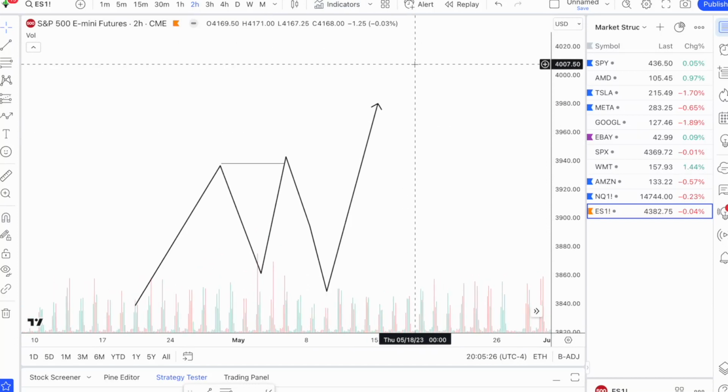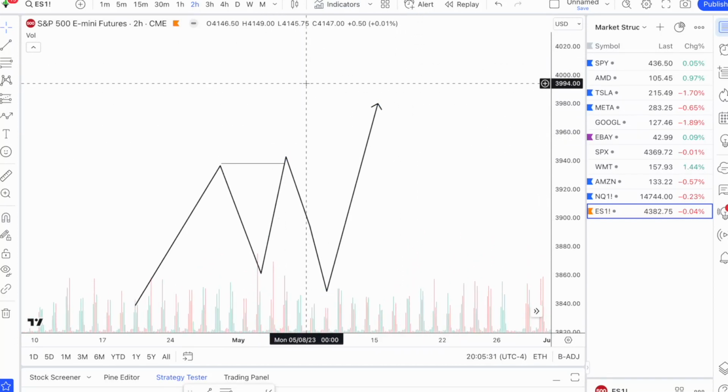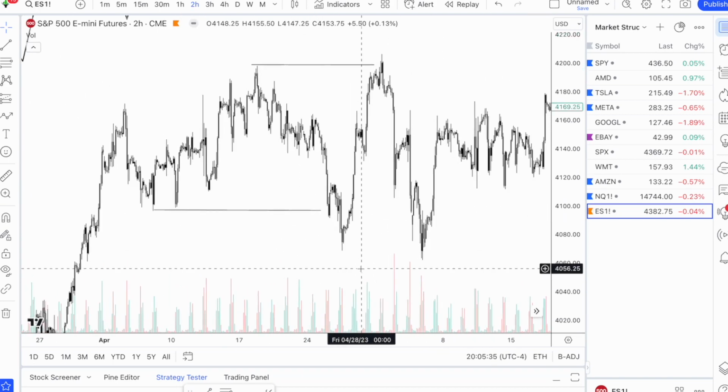Okay? It's extremely important that you're able to understand if price stop hunts a high or if it actually takes it out. If you can understand that difference, you can really understand who's in control and how to move with that.